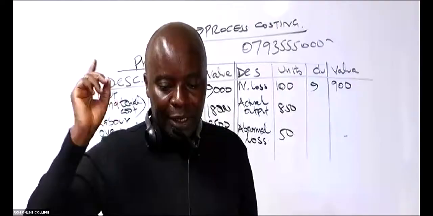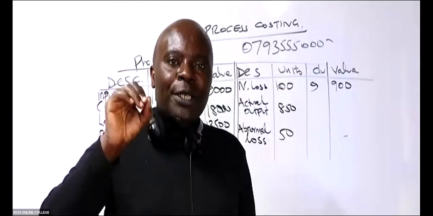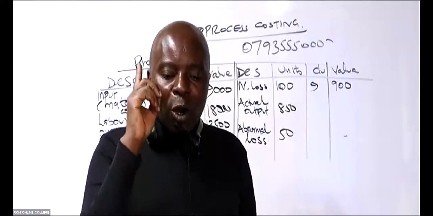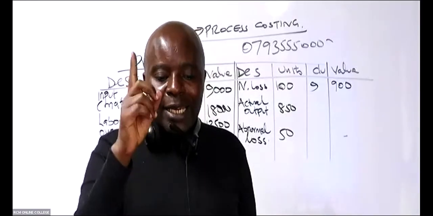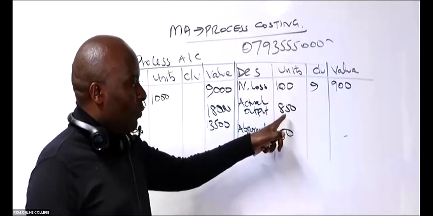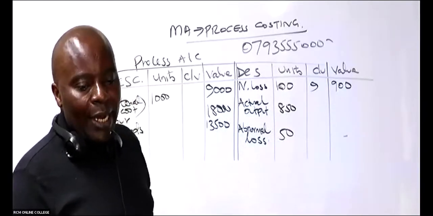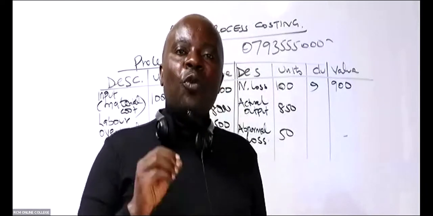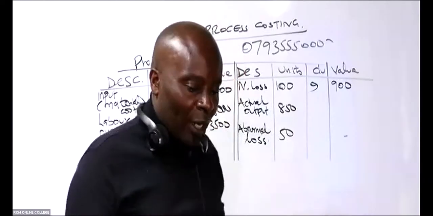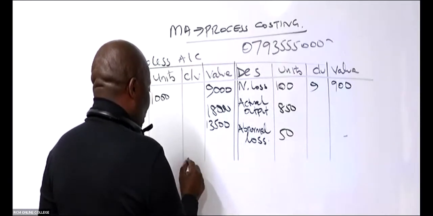I'm able to remember something. Abnormal loss, just like abnormal gain, shall always be valued at the same amount as our good units. They carry the same cost as the actual output. The cost you'll have here is the same cost you'll have here. So it means that for the abnormal loss and the actual output valuation, you must use a process cost per unit formula. Ladies and gentlemen, are you able to remember the formula for process cost per unit?